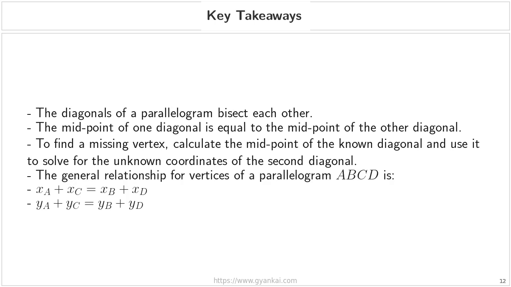Finally, if you want a quick shortcut for your calculations, you can use the general relationship for the vertices of a parallelogram A, B, C, and D. You don't even need to divide by 2 if you use the simplified form. x sub A plus x sub C equals x sub B plus x sub D. And similarly, y sub A plus y sub C equals y sub B plus y sub D. This is essentially saying that the sum of the coordinates of the opposite vertices must be equal. Keep these points in mind, and you'll be able to navigate any parallelogram problem with confidence.